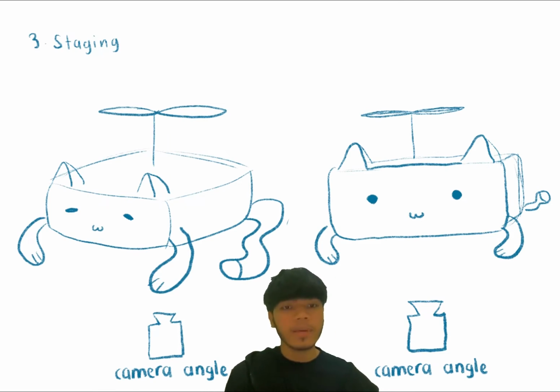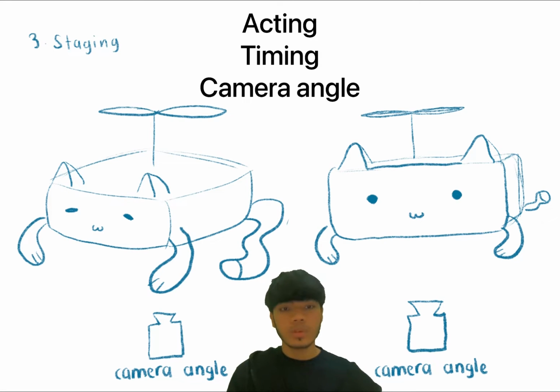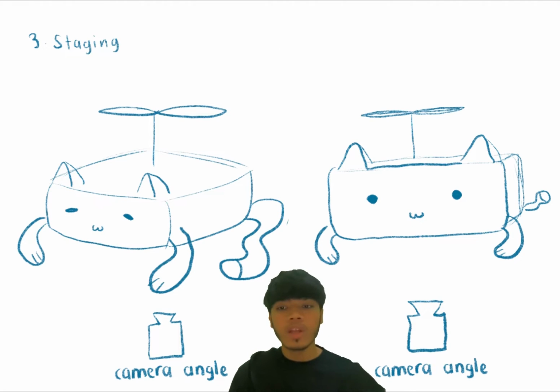The next principle of animation is staging. Staging is about acting, timing, and camera angle. So I gave my character a camera angle to show his rectangle body shape. In any direction with the camera angle, my character will look like a rectangle body shape.